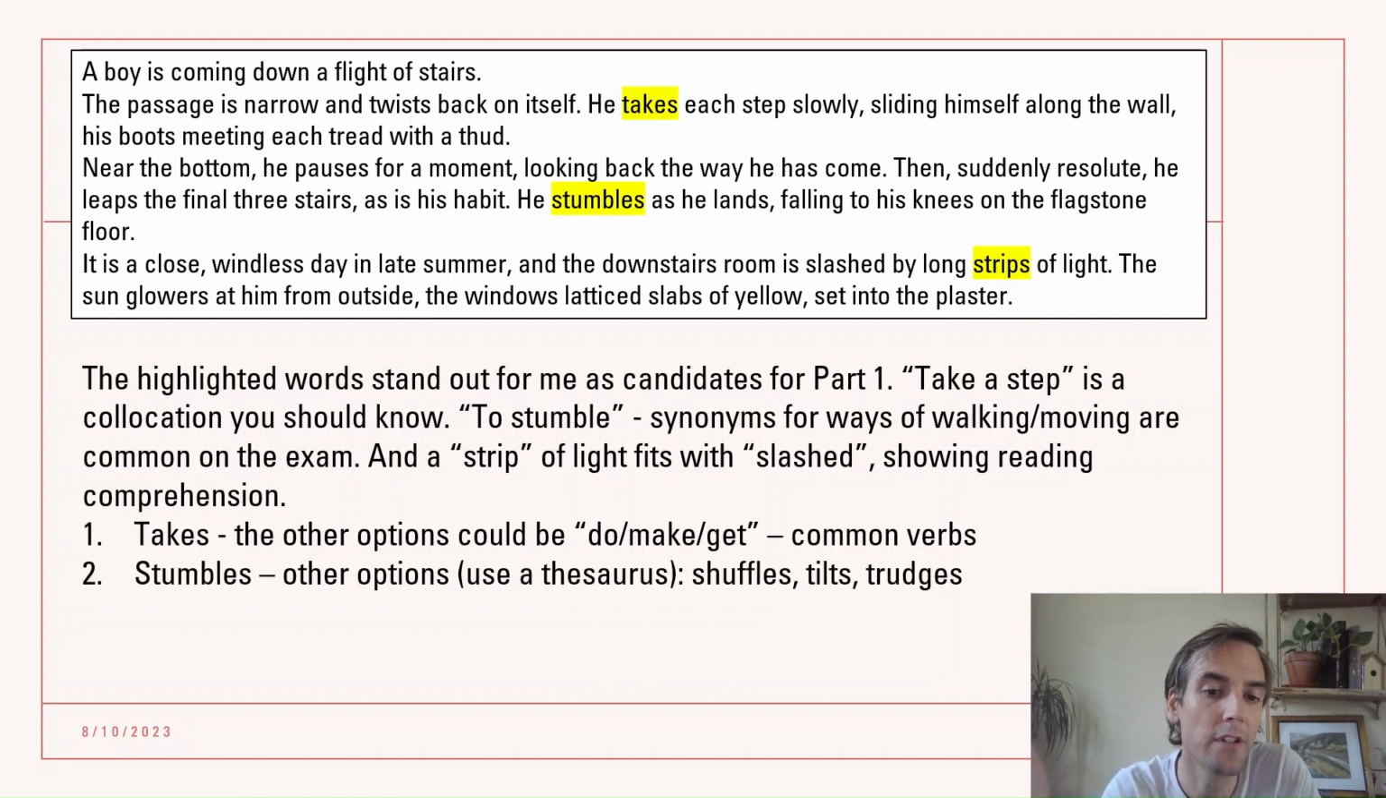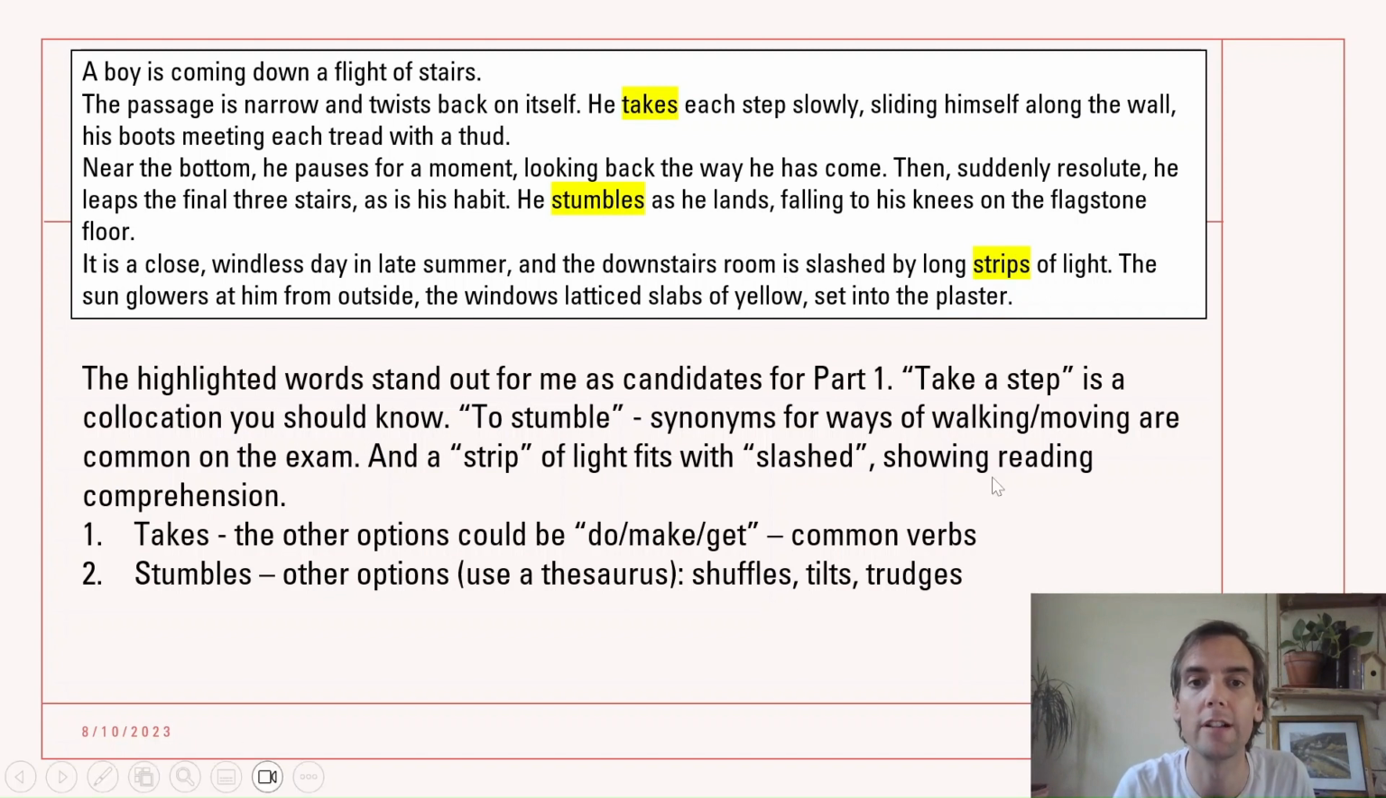Number 2, stumbles. Here it's a bit more difficult, I'll be honest. I used a thesaurus for this, but I'm sure you've got a subscription to a thesaurus as well. It's cheaper than Netflix nowadays to get a subscription to a good thesaurus. So go to your local thesaurus subscription service and find some words that are similar. Shuffles, meaning to move a bit awkwardly and slowly. Tilt, meaning to move at an angle. Or trudges, meaning to move with difficulty. They're all ways of moving, possibly downstairs, but stumbles is the one that fits because of the clue we saw.